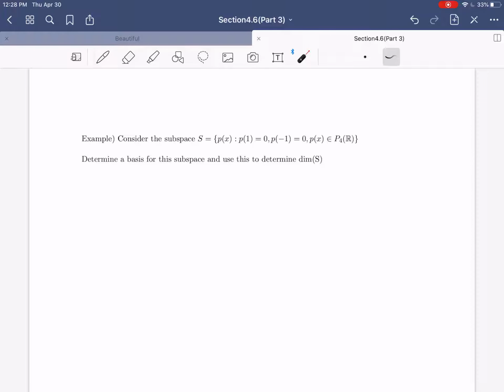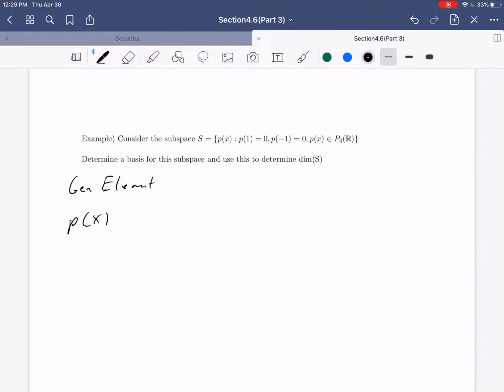All right, so we want to consider the subspace, this time of polynomials, that have the property that they have a root at 1, so p of 1 equals 0, and p of negative 1 is 0. So they have a root at x equals 1 and a root at negative 1, and they live in P4 of R, which of course means that they are degree 4 or less polynomials. So we want to determine a basis for the subspace and use this to determine the dimension of S. So let's think about what the general element would look like in this case.